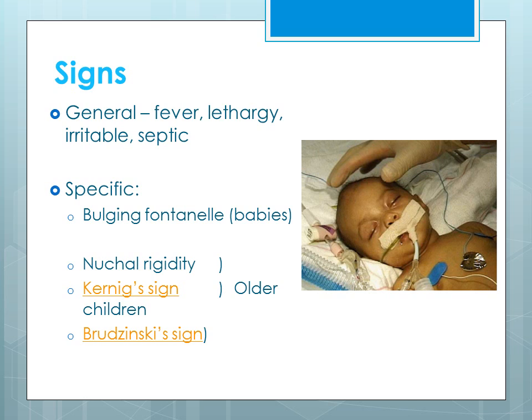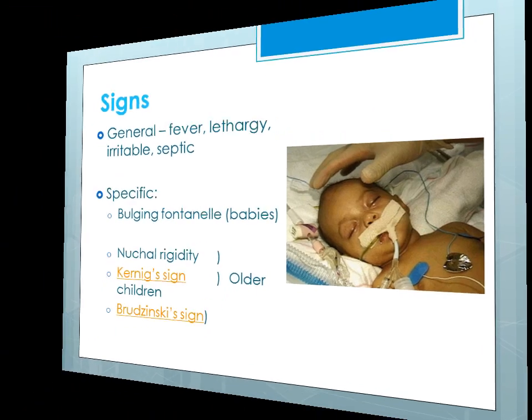Nuchal rigidity with positive Kernig's and Brudzinski's signs are indicative of meningism or meningeal irritation. Although the sensitivity is low, meaning the absence of these signs does not exclude possibility of meningitis, they are highly specific, which means that the presence of these signs is highly suggestive of meningitis. Please take note that these signs are especially unreliable in infants and should be sought only in older cooperative children.